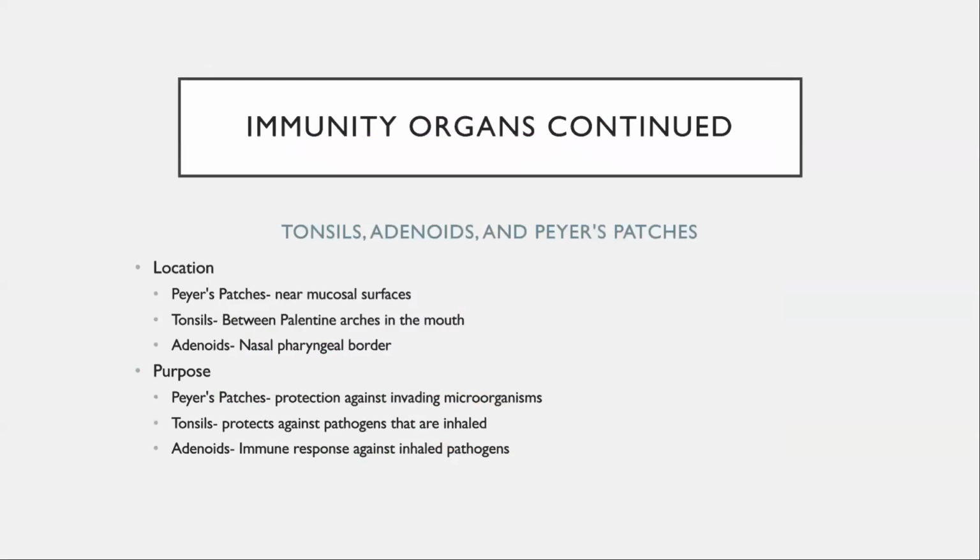The location of Peyer's patches is near any mucosal surface. The tonsils are located between your palatine arches in the mouth, and then adenoids are at the nasopharyngeal border. The purpose of Peyer's patches is to protect against invading microorganisms. The purpose of your tonsils is to protect against pathogens that are inhaled, as well as adenoids. They initiate an immune response against any inhaled pathogens.